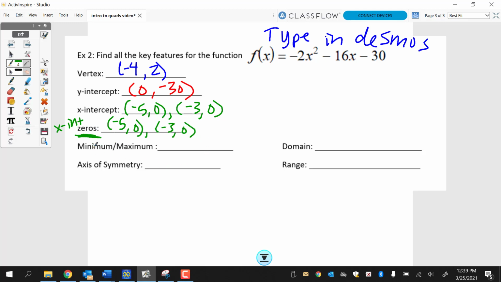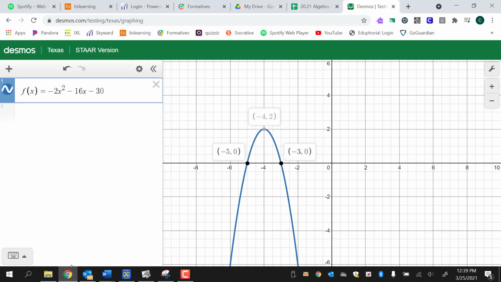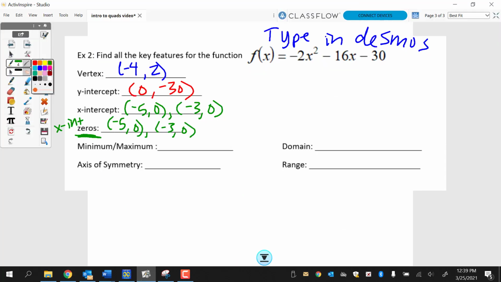Okay. Maximum or minimum. So I'm looking at, what does my graph look like? This point up there, is that at the top of the graph or the bottom? And this one, it's at the top because this is the frowny face. So if that's at the top, then that means that is the maximum. So we're going to write that down, maximum.